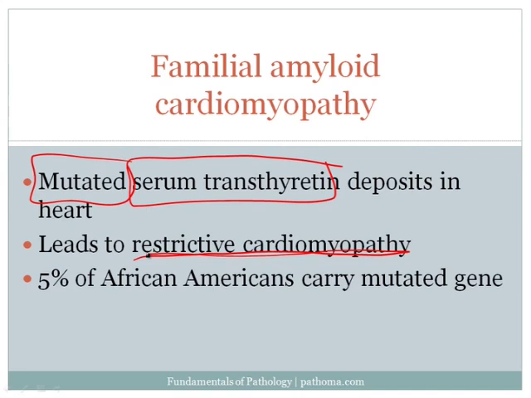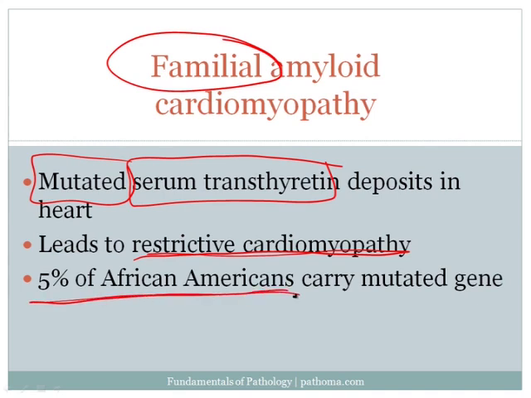Again, restrictive cardiomyopathy implies that the wall of the heart gets full of amyloid. Because it's full of amyloid, it's not able to expand. It becomes less compliant, and therefore it can't fill, so it's restricted from filling. As a consequence of that, it can't pump properly, and if it can't pump properly, eventually the patient goes into cardiac failure. This is a familial circumstance. 5% of African Americans actually carry the mutated gene. So those are the key highlights for familial amyloid cardiomyopathy.